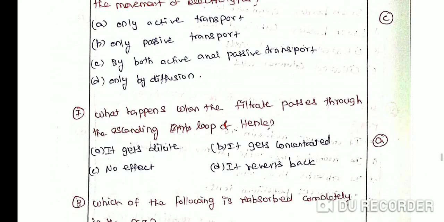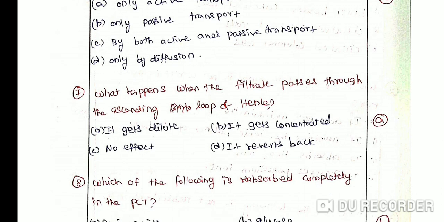Next question, what happens when the filtrate passes through the ascending loop of Henle? Option A, it gets dilute. Option B, it gets concentrated. Option C, no effects. Option D, it reverts back. The correct answer is option A, it gets dilute.